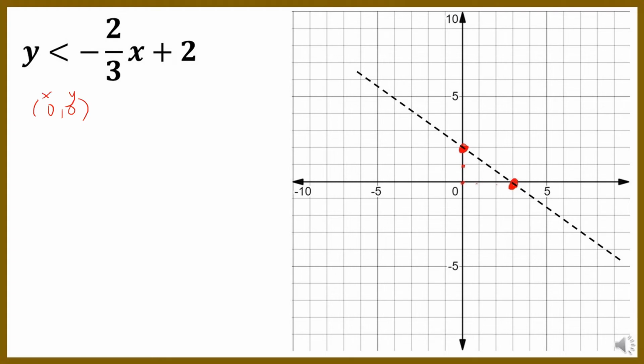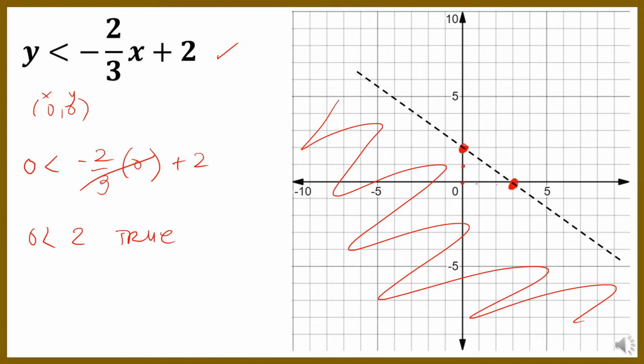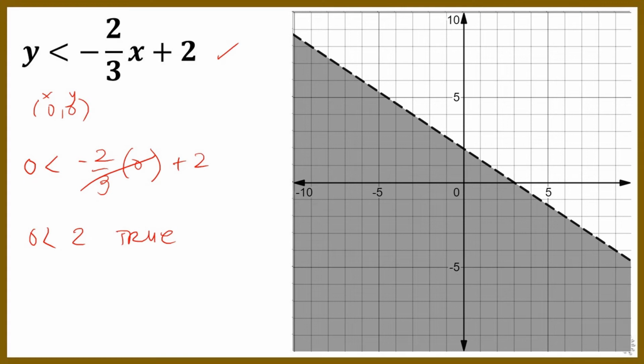X is equal to 0, then y is equal to 0. Sa-substitute natin siya dito sa statement natin. So 0 < −2/3 × 0 + 2. So −2/3 multiplied by 0 is 0. So matitira is positive 2. So 0 < 2 is a true statement. So therefore, yung magiging shaded region natin ay nandito sa downward ng ating half plane. So, bale, ganito yung magiging itsura ng ating final graph for y < −2/3 x + 2.